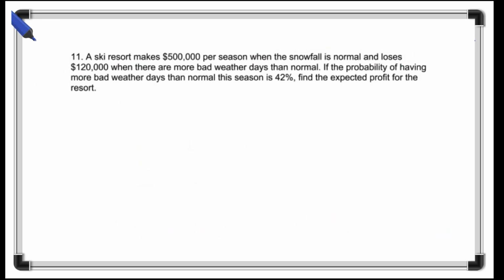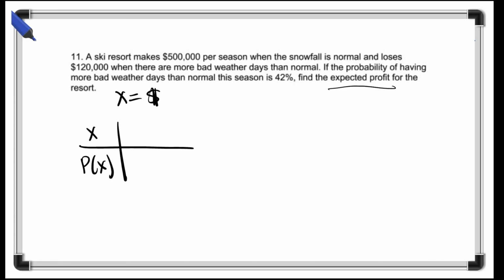All right, here you have a ski resort either making money or losing money. So probability, we are given, again, expected profit here. So let's make a little table for ourselves. Okay, so what we want X to be, that's going to be, again, our earnings or our money here. So we have a ski resort that makes $500,000. But then also loses $120,000, so we're negative here.